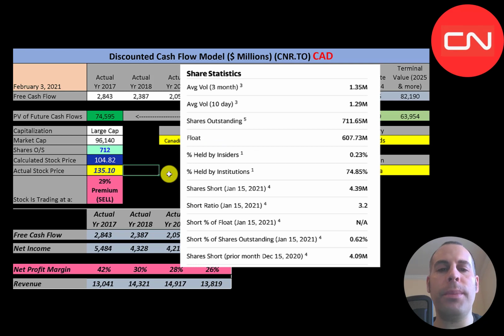About 1.3 million shares are traded each day for this stock. And of the 712 million shares outstanding, 608 million are on float. Three quarters of the shares are held by institutions, and less than 1% of the shares are shorted.